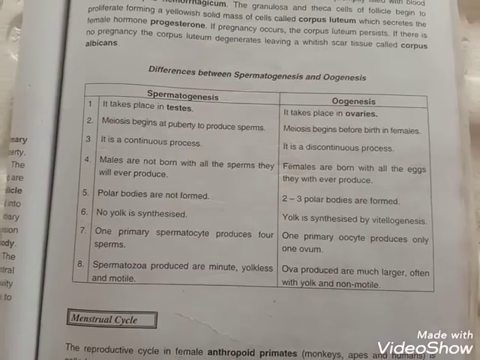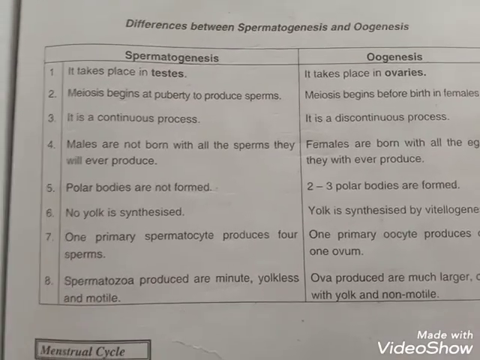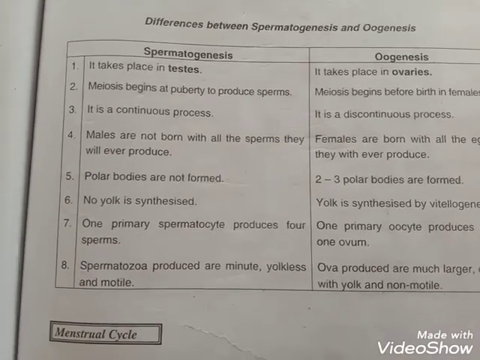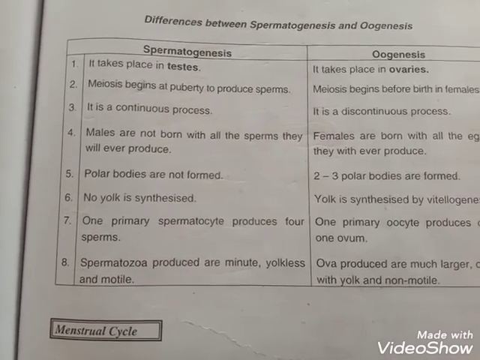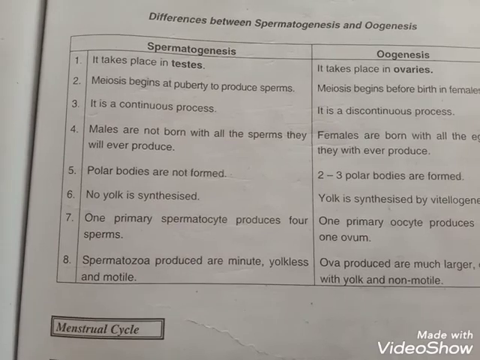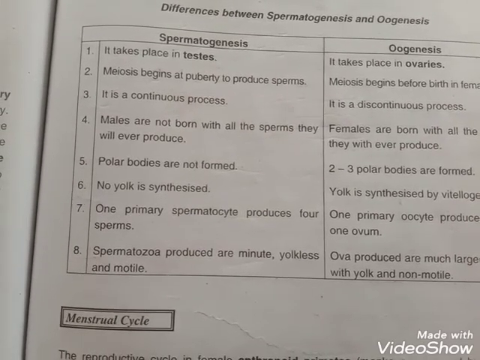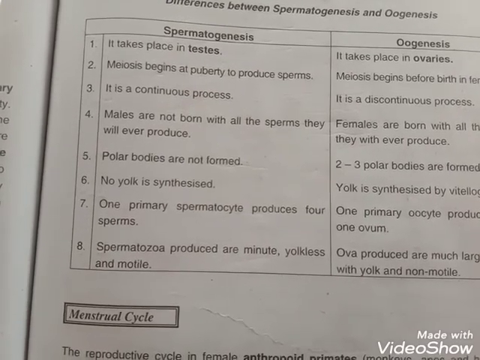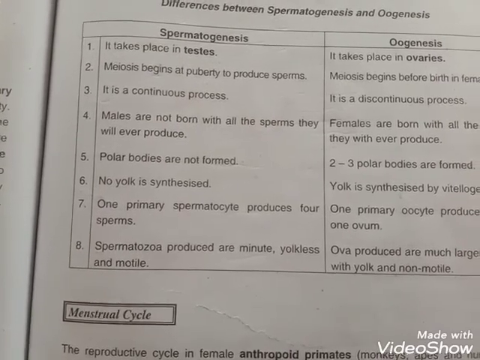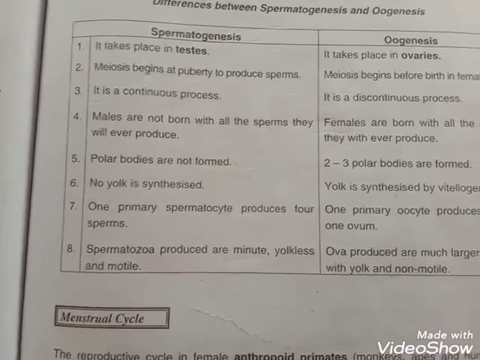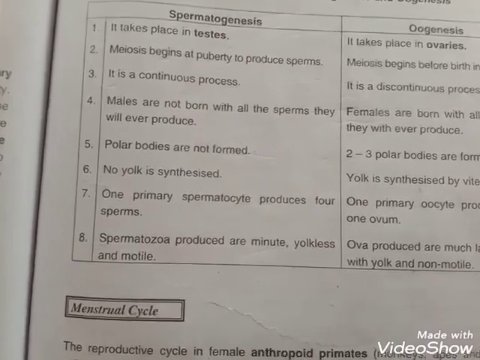These are the differences between spermatogenesis and oogenesis. So it is very important. Spermatogenesis takes place in the testes. Meiosis begins at puberty to produce sperms. It is a continuous process. Males are not born with all the sperms they will ever produce. Polar bodies are not formed. No yolk is synthesized. One primary spermatocyte produces 4 sperms. Spermatozoa produced are minute, yolkless and motile.